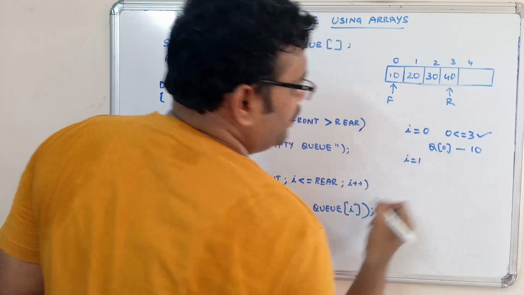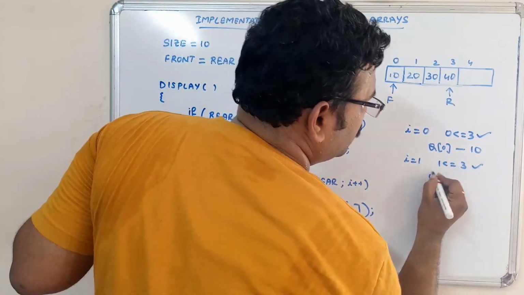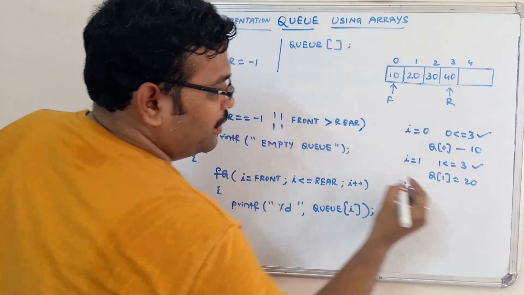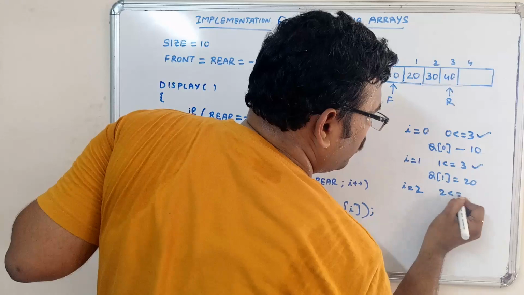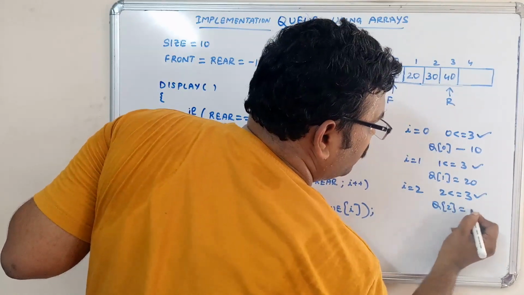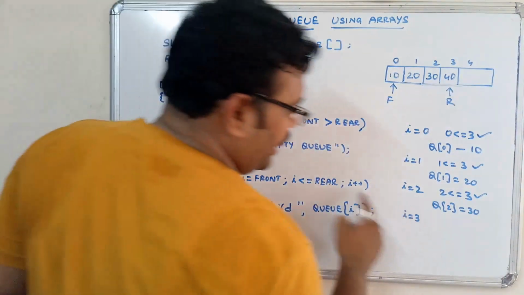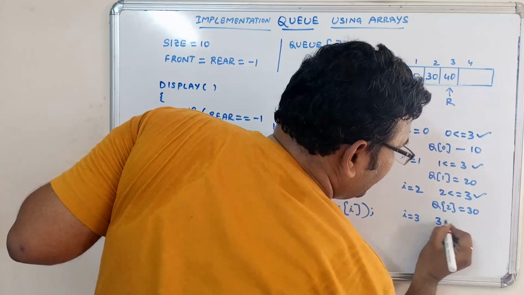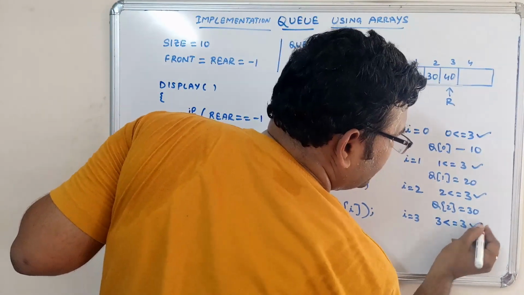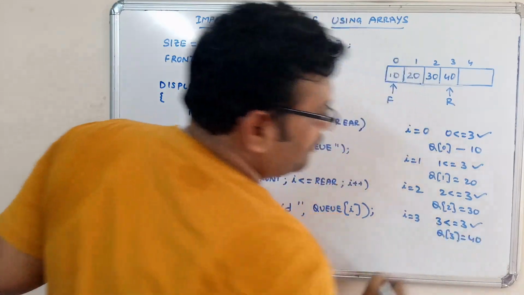Next, i will be incremented to 1. So 1 less than or equal to 3. True. So q of 1. That is 20. Next, i is incremented. So i is equal to 2. 2 less than or equal to 3. So again true. Q of 2 is equal to 30. So i is equal to 3. The next increment. So 3 less than or equal to 3. Condition true. Q of 3 is equal to 40.